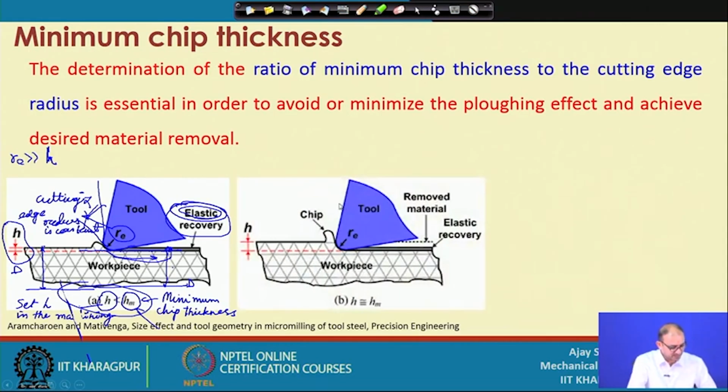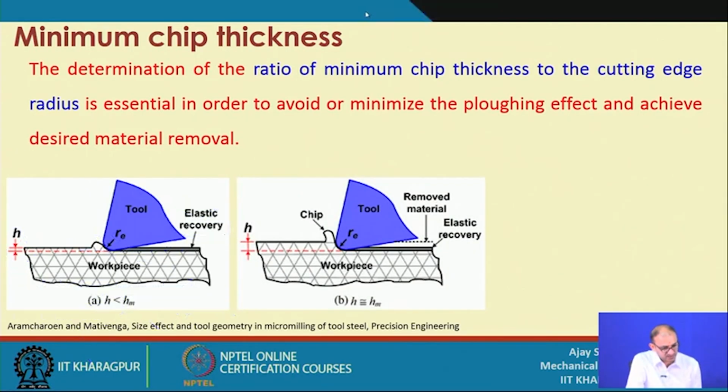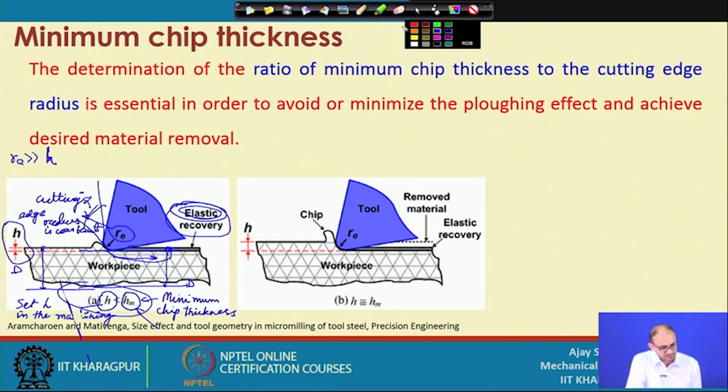Now, this is the second case. What is the difference here? The difference is only one thing: your H is similar to HM. We have increased H a little bit. If you see H here, it is a little larger than HM. Still RE is constant in this case; we are not changing RE in the different cases.